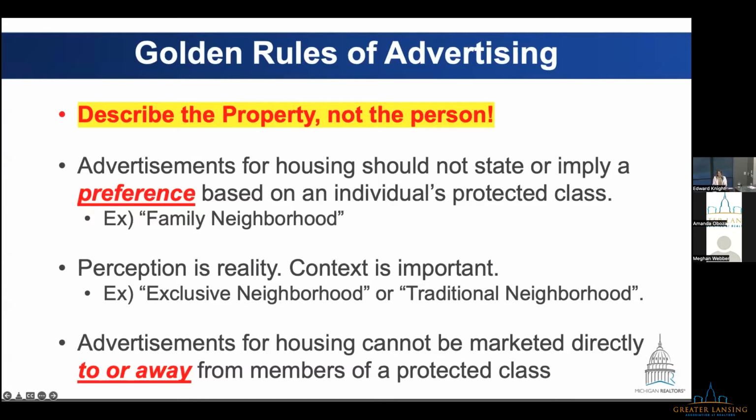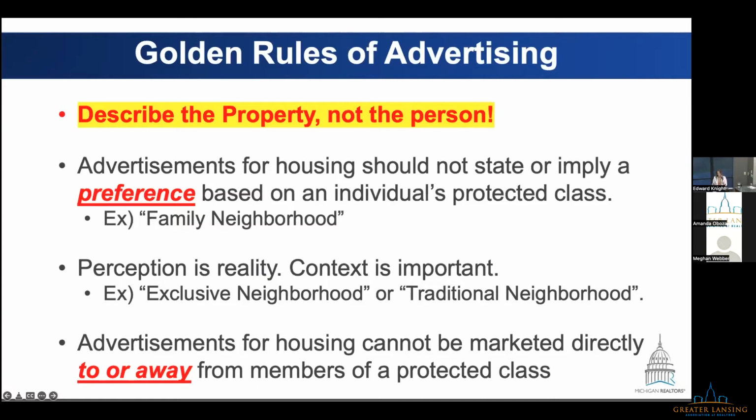When the context changes, so does the perception. And the perception there very well could be that the ad indicates a preference, that maybe it's intended to be exclusionary, or maybe it's intended to create a preference for or against certain groups. And I think the point here is that context is really important, and perception changes quickly.